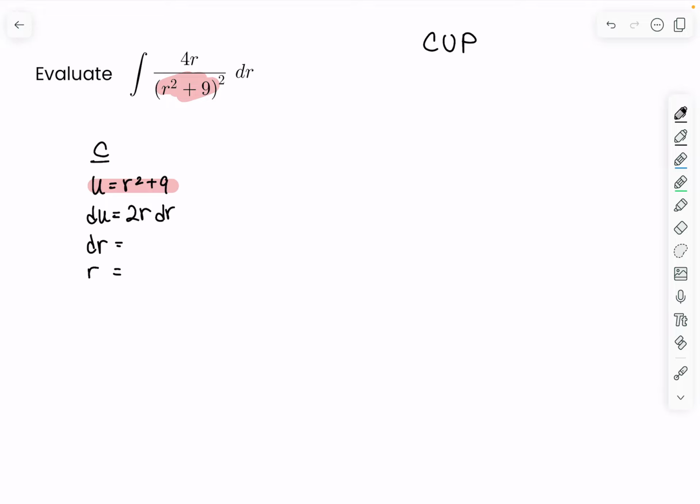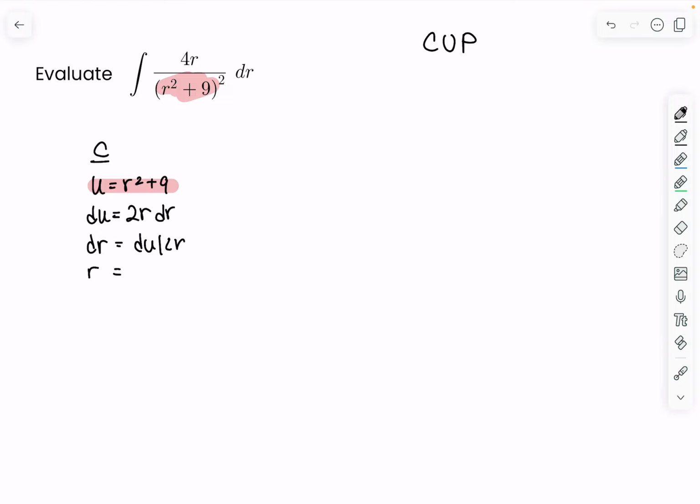But why do we need du? Because we need to solve for dr. So dr is really just du divided by 2r. You take this and solve for dr, right? So divide by 2r, and you're left with dr is equal to du over 2r.